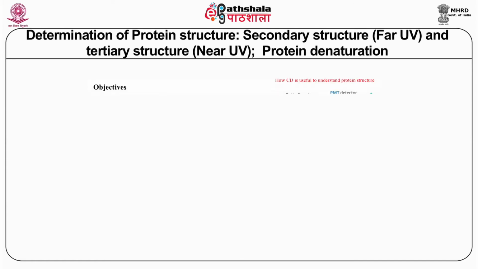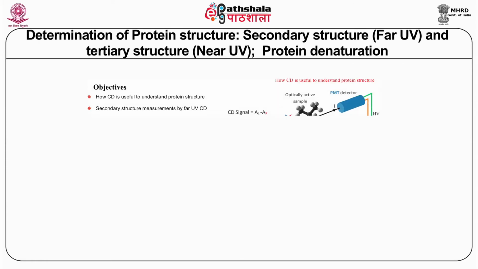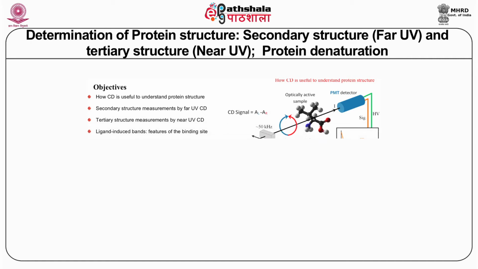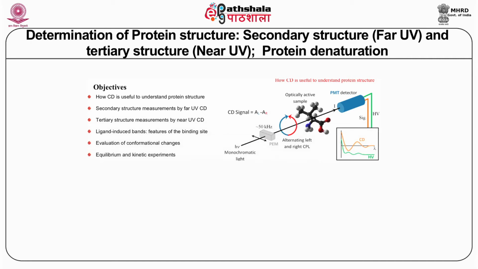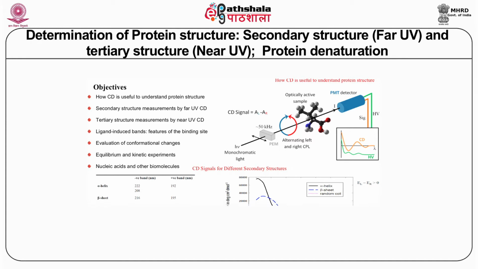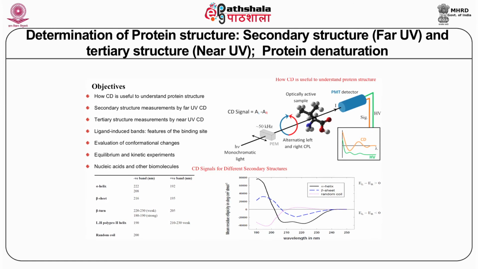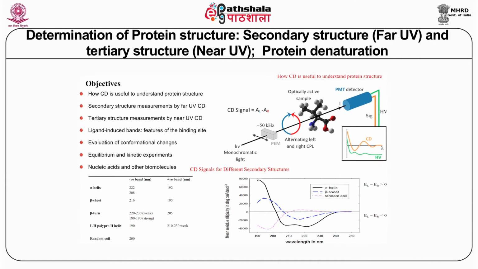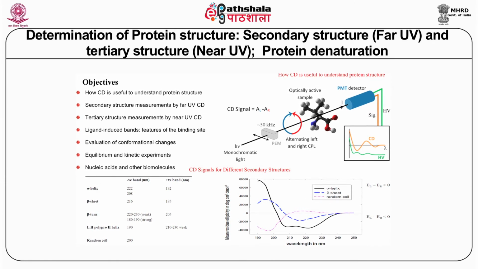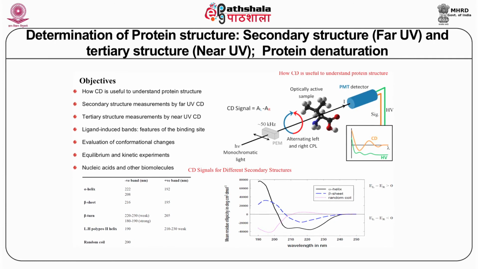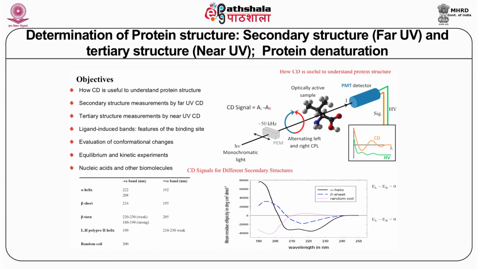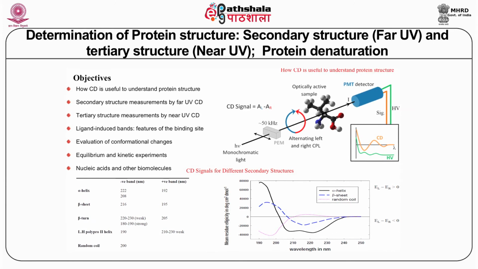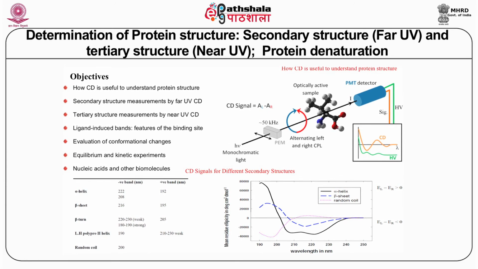Then the next chapter is to understand the protein structure using a different kind of electromagnetic radiation, that is the infrared radiation. So here you have near UV and far UV. Now how UV CD is used to understand the secondary structure of the proteins, alpha helix, beta sheet and so on, in the UV CD region, and also the tertiary structure which you study in the near UV region of the CD spectroscopy. Evaluation of the conformational changes you will get also from the CD spectroscopy, and you will use it also for equilibrium and kinetic experiments.